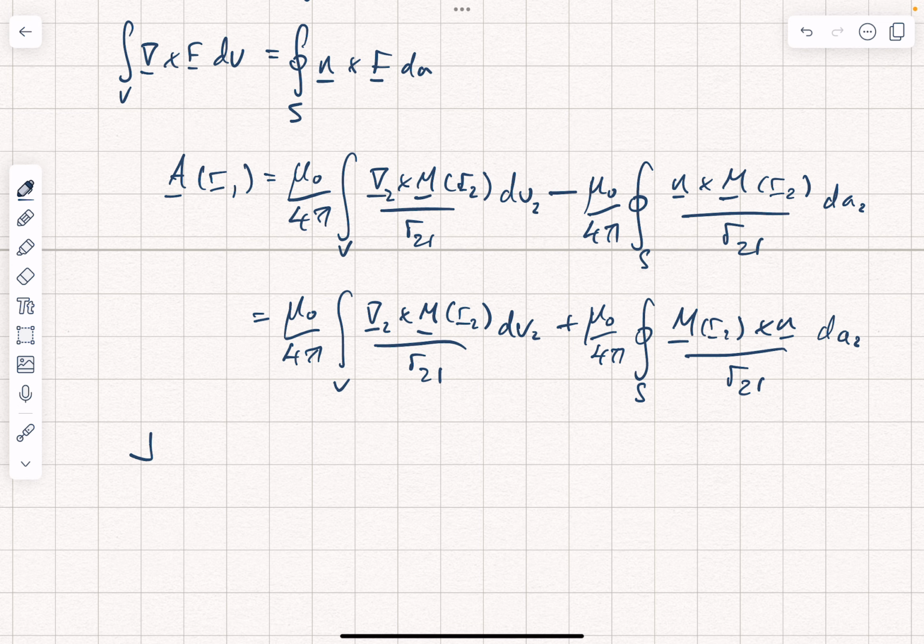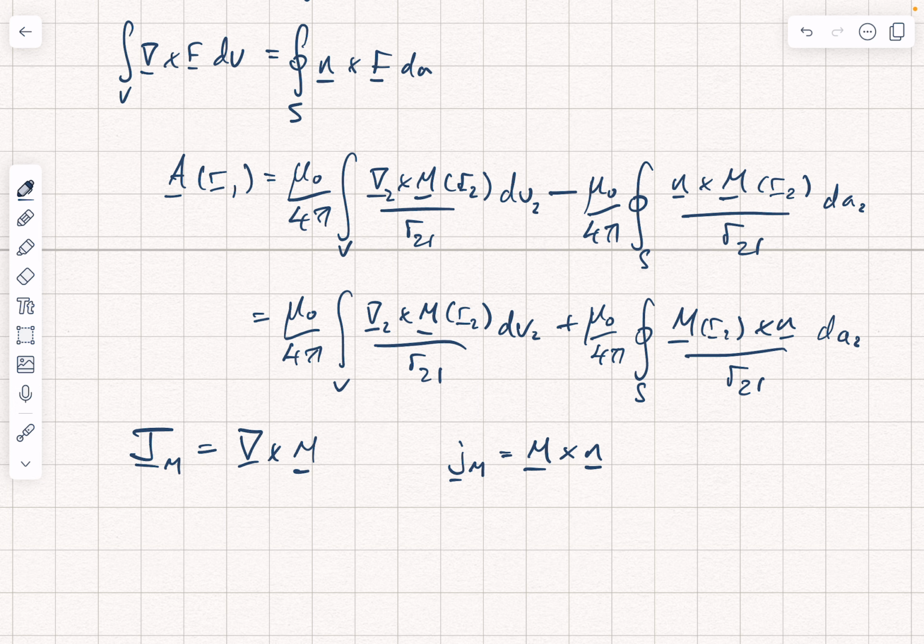So let's define those densities. We have Jm, the magnetization volume current density, is just the curl of the magnetization, and little jm, which is the surface current density due to magnetization, is m crossed with n. As always, my normal vectors are unit vectors.